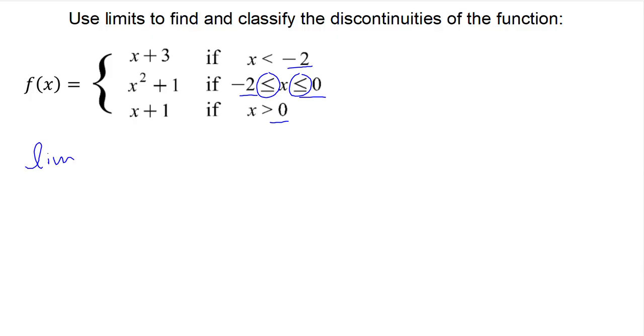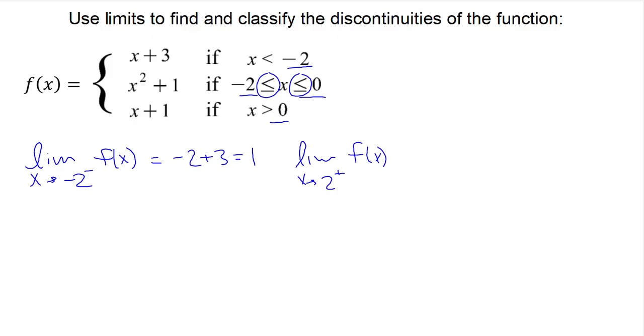So we'll do a limit as x approaches -2 from the left of f of x, which we'll need to use x plus 3 for. So that's -2 plus 3, which is 1. And we'll do a limit as x approaches -2 from the right of f of x, which now we have to use x squared plus 1. So that's going to be -2 squared plus 1. Well, that's 4 plus 1, which is 5.